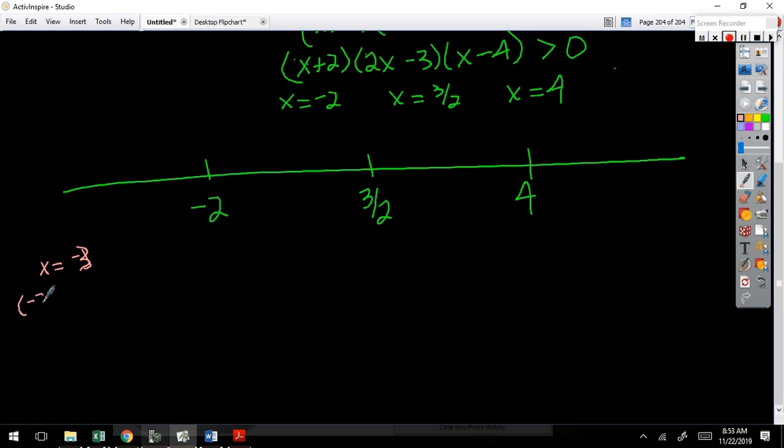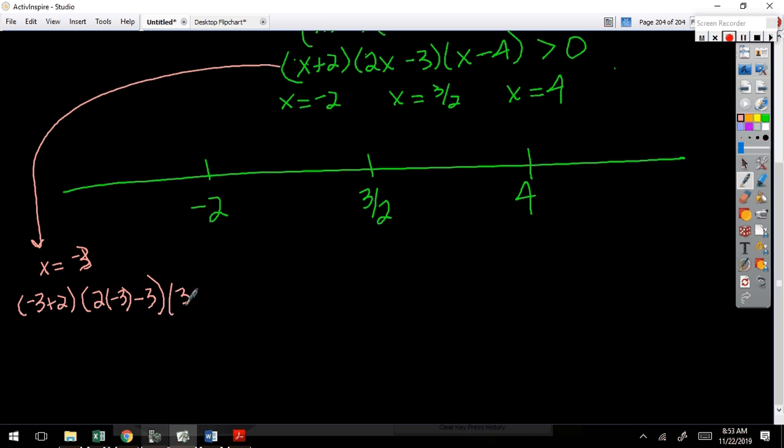So I have negative 3 plus 2. I'm going to use my factored form because that's a little bit easier to plug in to see positive, negative, positive, negative. All right, negative 3 plus 2. So this is the equation I'm using here. 2 times negative 3 minus 3. And negative 3 minus 4. Tedious is what this is, tedious.